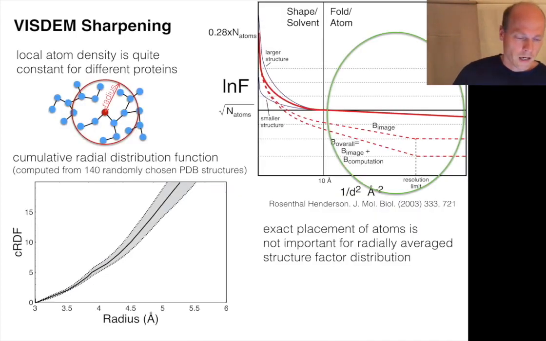So now we come to the VISDEM sharpening approach. We're trying to use more information for the sharpening than just applying this negative B factor, where you basically multiply your structure factor distribution with an inverted Gaussian. We actually have much more information about the true structure factor, because if you have a cryo-EM reconstruction, you already have a density map, and you know roughly how your atoms are distributed in space.